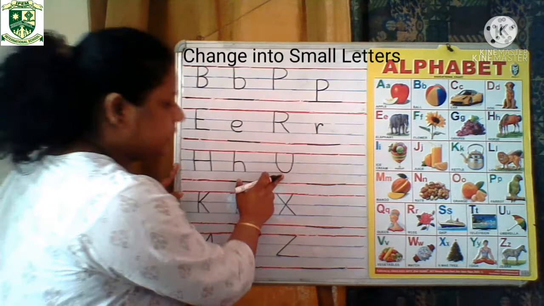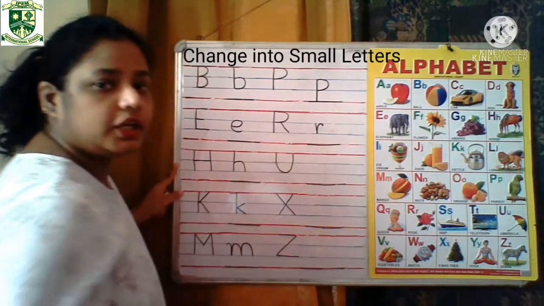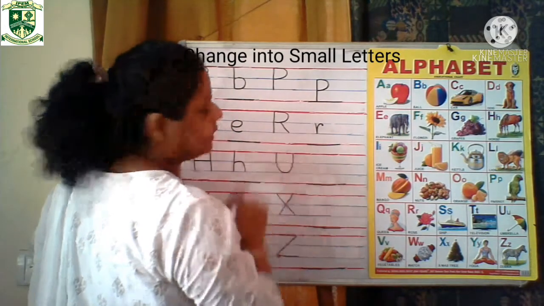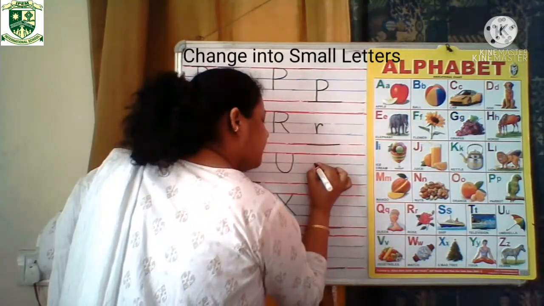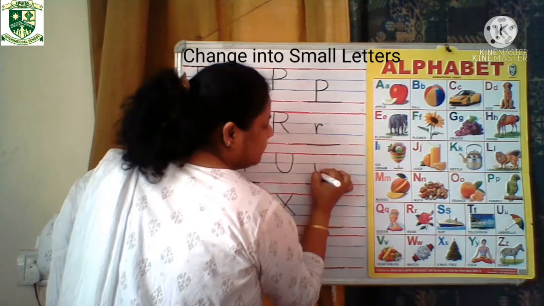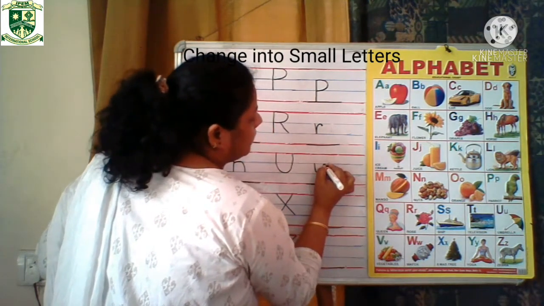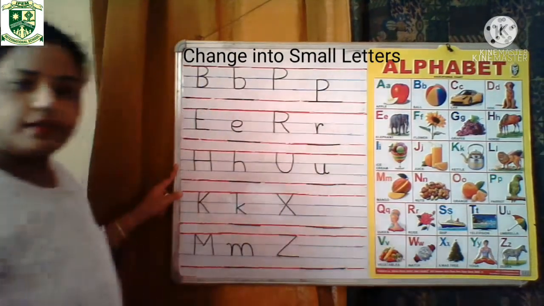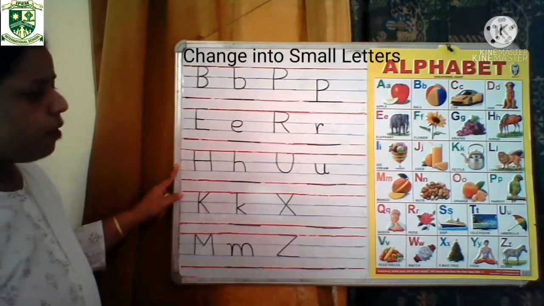Now what is this, children? Next letter is capital U. Now how will we write small u? Again, in between the two blue lines, make a standing line, give a little curve, take it on top, and again bring it down and give a little curve outwards. Okay, this is how we'll make small u.